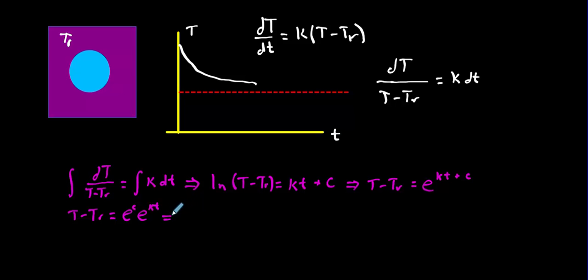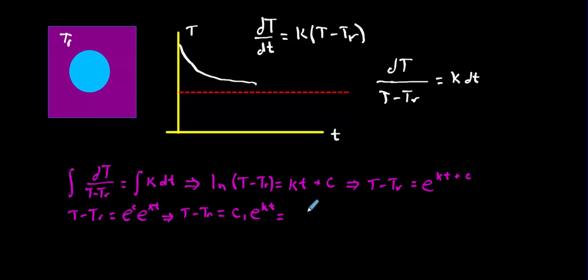Then when I do that, I have T minus TR equals, and I'm just going to change this E to the C. That's just a constant, right? E to the C is just a constant. It's kind of a messy looking constant, E to some power. So let me just write that as C1. There's what I have. And now I've solved that differential equation.